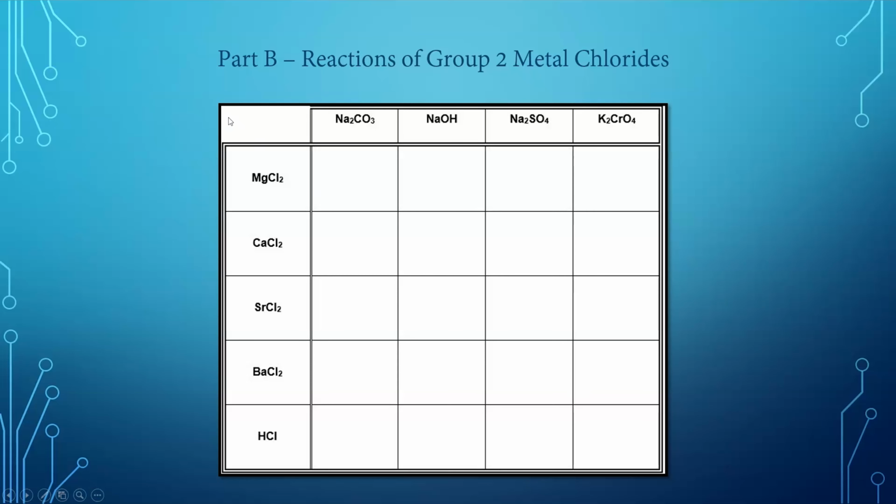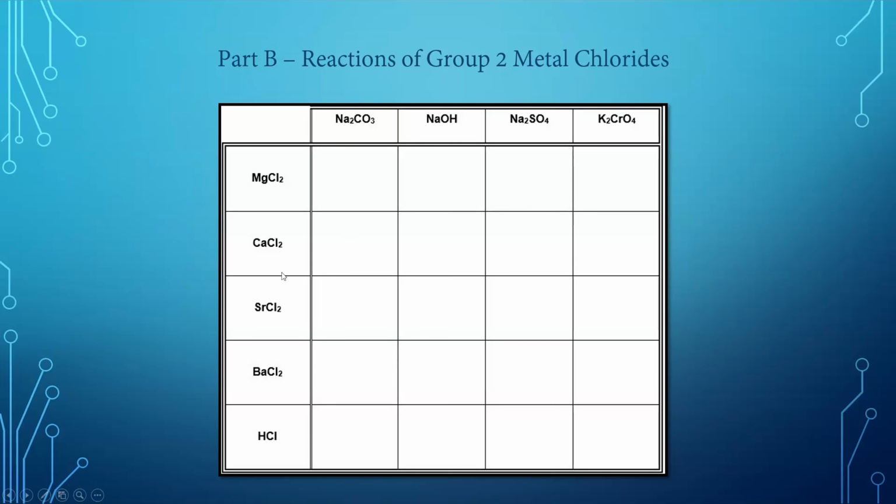We're going to be looking at reactions of magnesium, calcium, strontium, and barium chloride with four different chemicals: sodium carbonate, sodium hydroxide, sodium sulfate, and potassium chromate. What you'll want to do is, after each of these reactions, observe what happens and then look at the reactions down the group and see if there's a trend or a pattern. I can tell you, of course, there should be. You should be able to observe a trend of either an increase in reactivity or a decrease in reactivity as you go down the group.